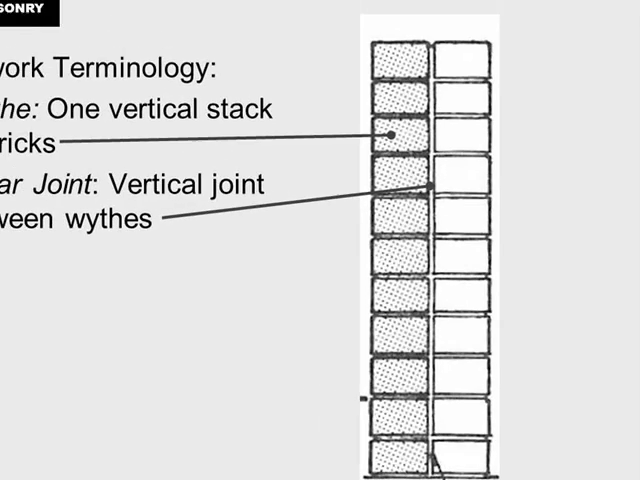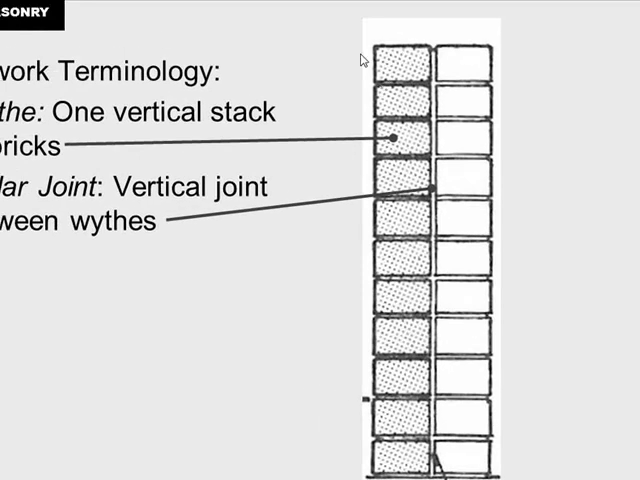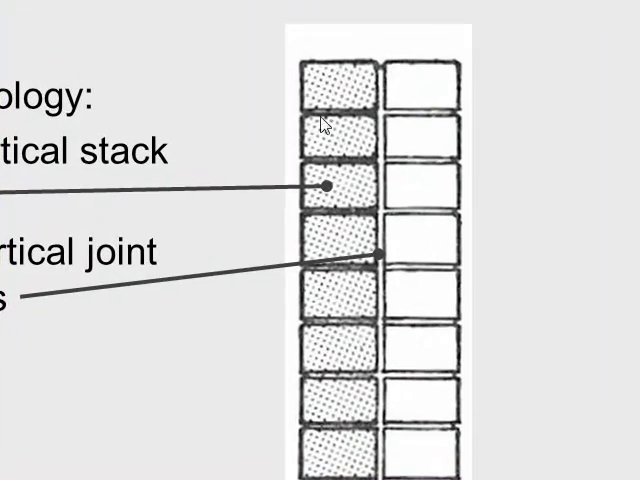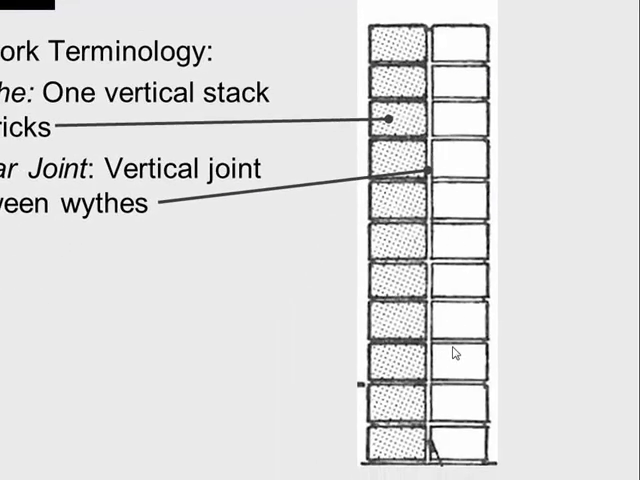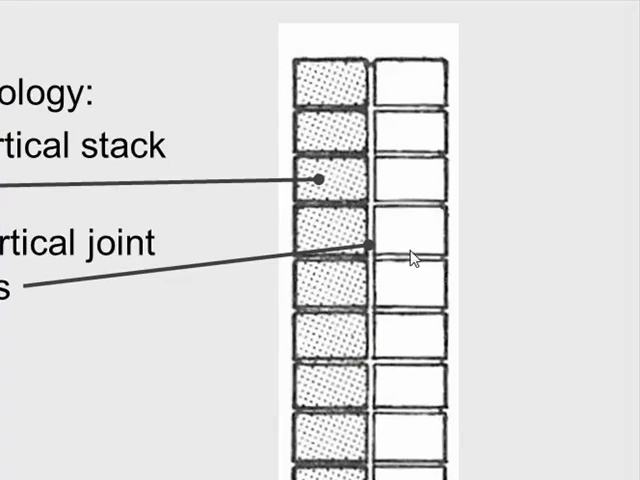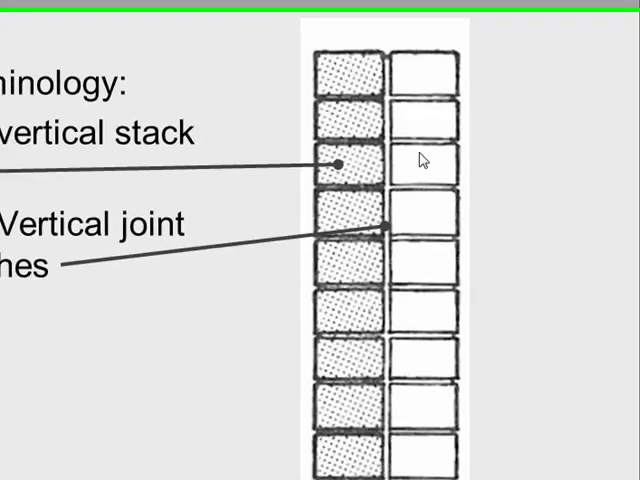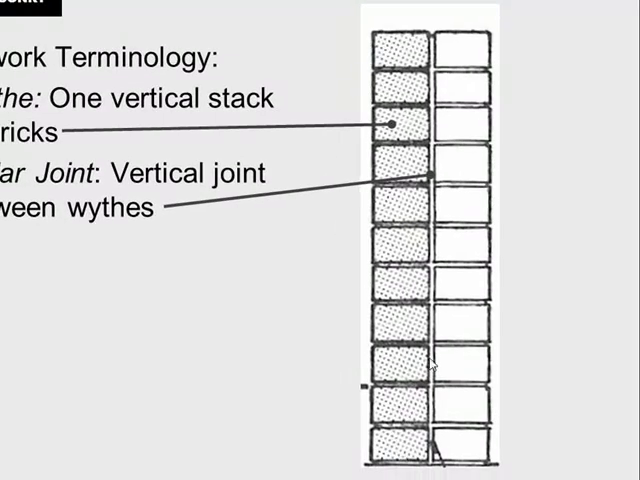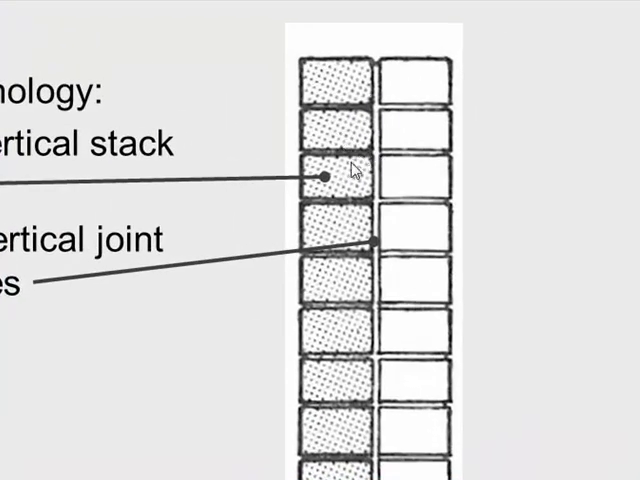A withe is one vertical stack of bricks. This is one withe, this shaded part right here. If it's a double withe like this is shown, you're going to have a collar joint between the two withes. You might need that, for instance, in a freestanding brick wall, like in a garden. Because if you think about it, just one withe of brick is not very stable. You need something to increase the strength between these two withes. Every now and then they'll have a brick going horizontally, and that ties it together. I think they show that in a little while.